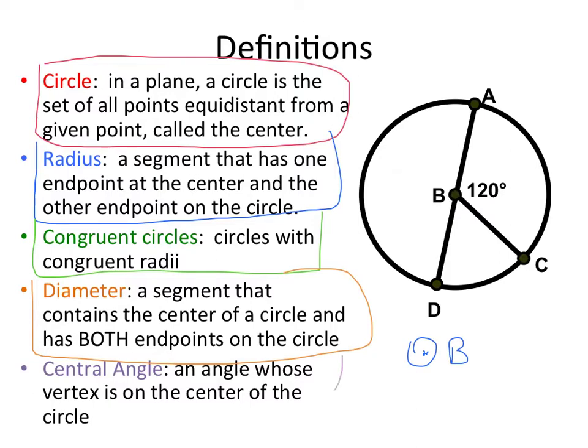And finally, a central angle. A central angle is an angle whose vertex is at the center of the circle. So if we're looking here, we could say angle CBD is a central angle of circle B. We could also say angle ABC is a central angle of circle B, or angle ABD is a central angle. Okay? So there are some of your definitions.